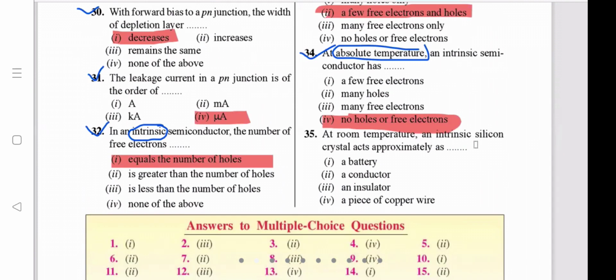At room temperature, an intrinsic silicon crystal acts approximately as, since the number of carriers is less, it will act like an insulator. After very high doping, it will act like a conductor, but at room temperature, an intrinsic pure semiconductor acts like an insulator. So here the answer will be an insulator.